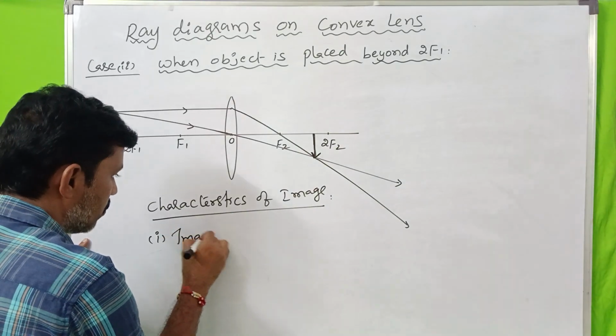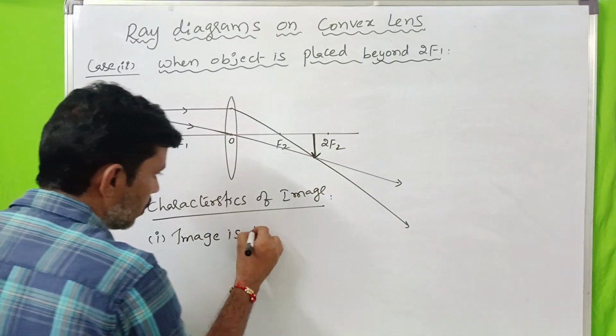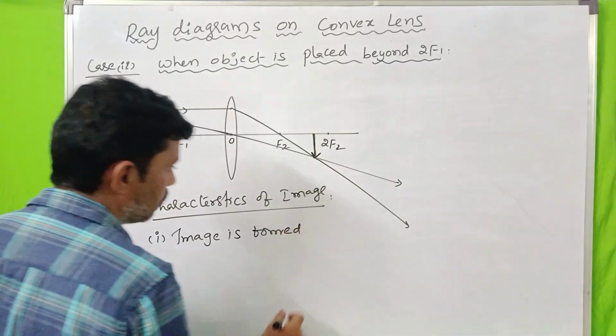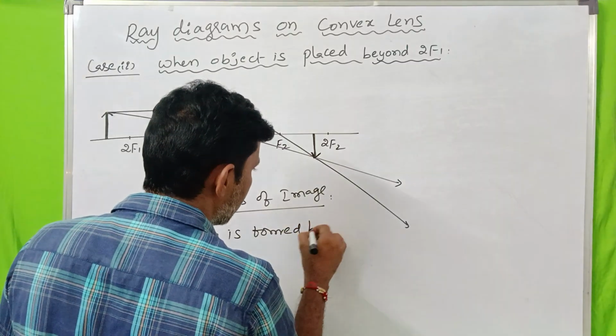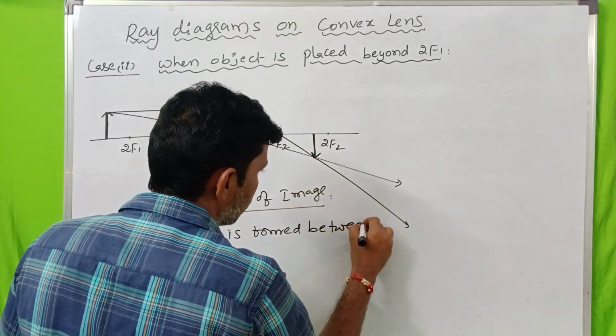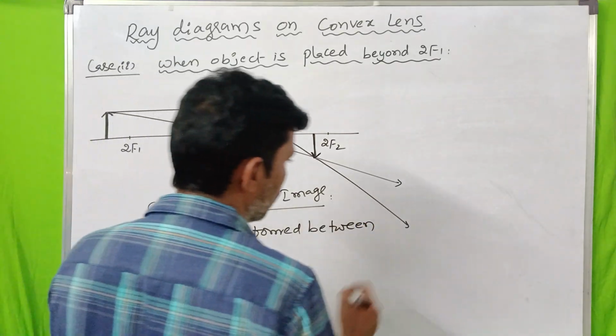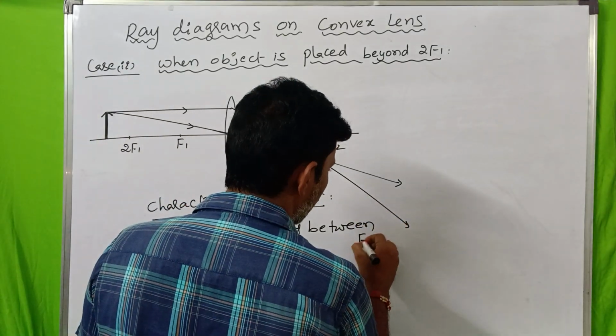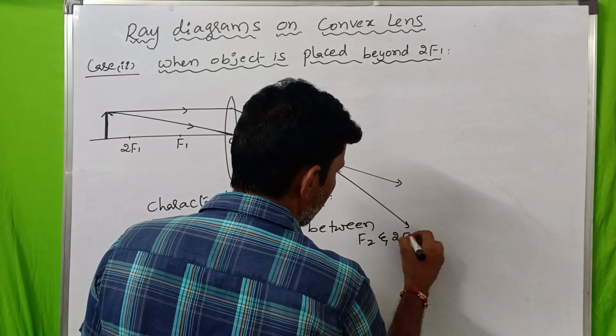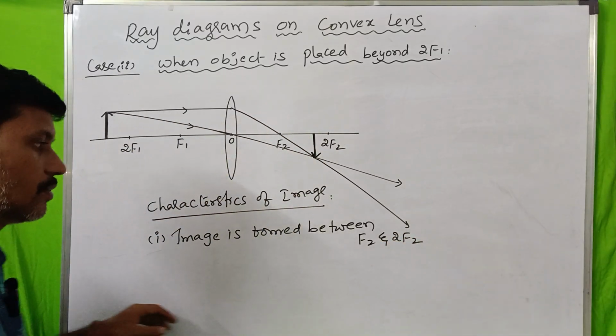So the image is formed between F2 and 2F2. Between F2 and 2F2. The image is formed between F2 and 2F2.